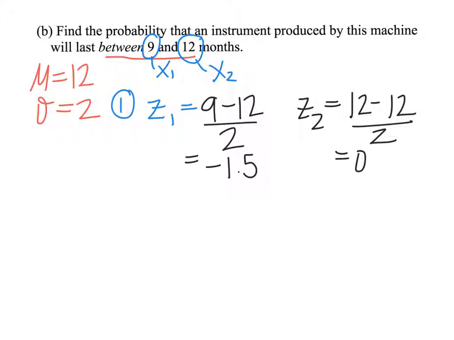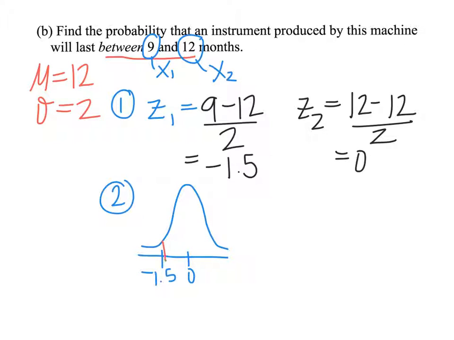Okay, so now I sketch my curve. And I'm marking this time both z-scores in order, of course. So the negative 1.5 would be below the 0, and the 0 should be right smack in the middle. So if I shade that region, this is the probability that I'm trying to find.